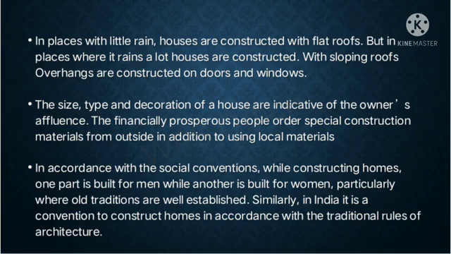In places with little rain, houses are constructed with flat roofs. But in places where it rains a lot, houses are constructed with sloping roofs. Overhangs are constructed on doors and windows. The size, type, and decoration of a house are indicative of the owner's affluence. The financially prosperous people order special construction materials from outside in addition to using local materials.